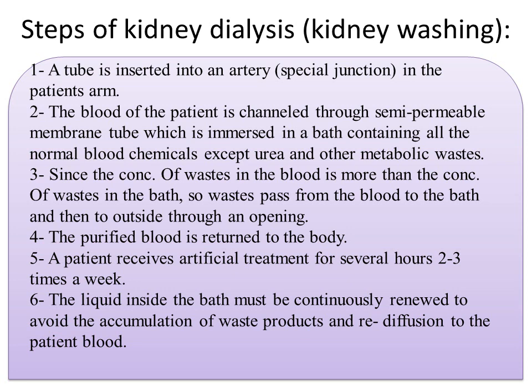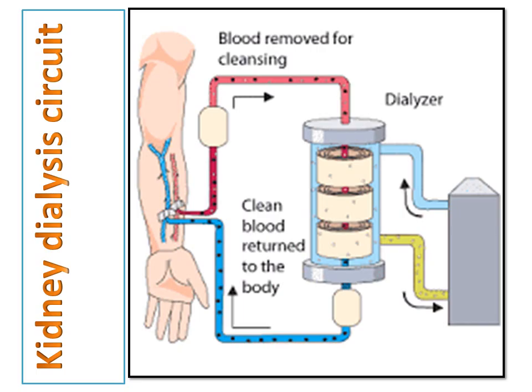The purified blood is returned back to the body, and the patient receives artificial treatment for several hours, 2 or 3 times a week. The liquid inside the bath must be continuously renewed to avoid the accumulation of waste products and rediffusion to the patient's blood. This is the shape of the kidney dialysis circuit.